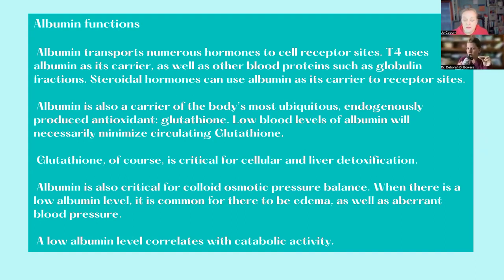So going back to glutathione, albumin is the carrier of the body's most ubiquitous endogenously produced antioxidant, glutathione. So low blood levels of albumin will necessarily minimize circulating glutathione. So then we got into a deep discussion back in Jen's mentorship about what happens when we give glutathione to someone who has low albumin, and are they able to transport it? Is it worth it? Because you and I know glutathione is super expensive, right? To get a good high quality glutathione, you're usually spending a lot of money.